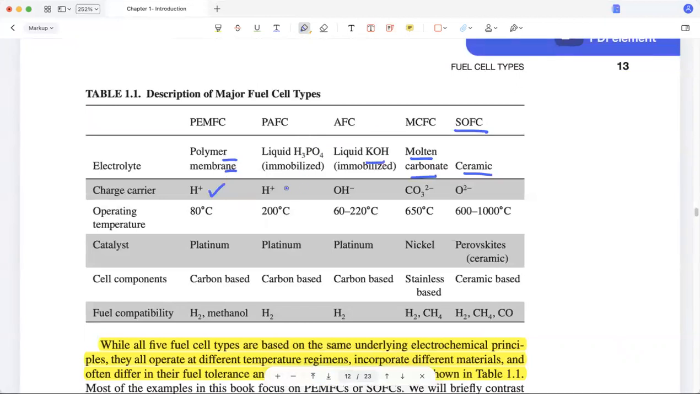In PAFC it is also your proton. AFC is your OH minus ion. Here is your carbonate 2 negative, and here is your O2 negative ion. This is your solid oxide fuel cell. So it has ceramic as its electrolyte. This is your molten carbonate fuel cell. So it has molten carbonate as its electrolyte.